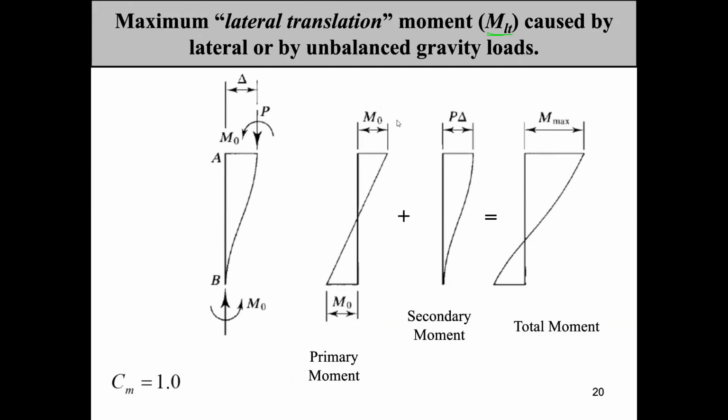The maximum primary moment resulting from the side sway is almost always at one end. Moreover, the maximum secondary moment from this side sway is always at the end. As a consequence of this condition, the maximum primary and secondary moments are usually additive, and there is no need for the factor Cm. In other words, Cm equals 1.